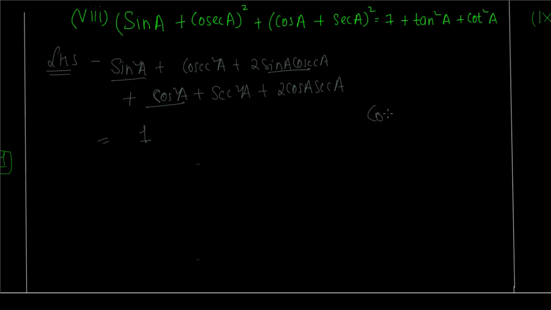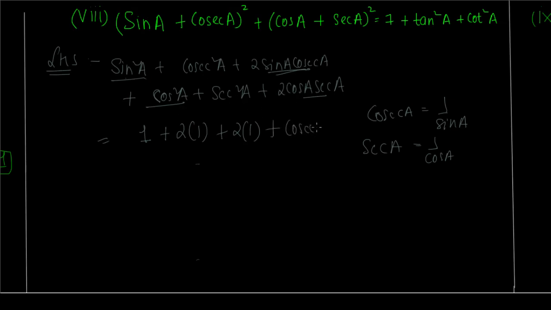Now sin A cosec A. You know that cosec A is equal to 1 by sin A, and sec A is equal to 1 by cos A. That's it. So sec A into cos A will be 1 and cosec A into sin A will also be 1. So these two terms can be written as 1. So you get 2 into 1 plus, from this term, again 2 into 1. What is left? Cosec square A plus sec square A. Clear? So this is equal to 5, because 2 plus 2 is 4, plus 1 is 5, plus cosec square A plus sec square A.